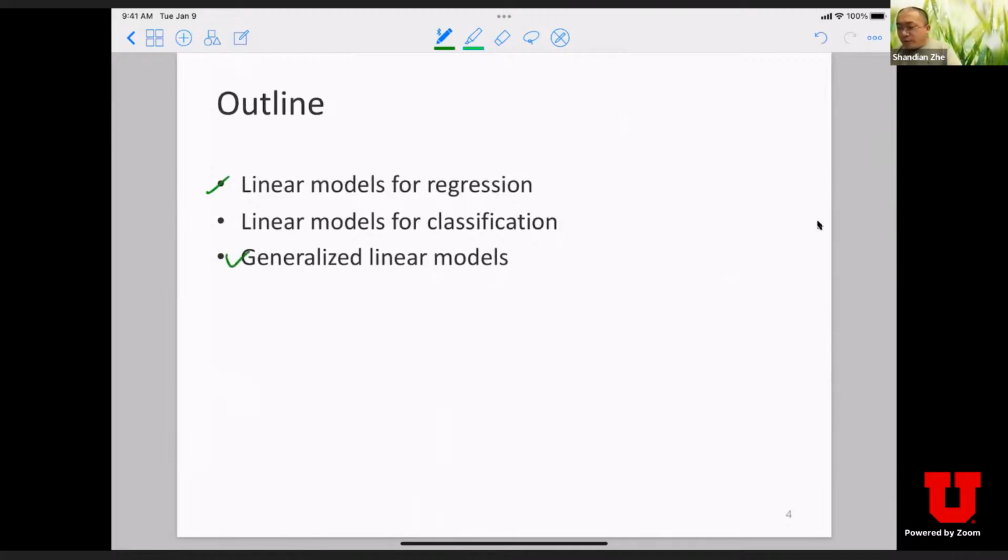And then we're going to generalize those linear models in an exponential family. We'll talk about how, in the exponential family, we can estimate the model parameters.